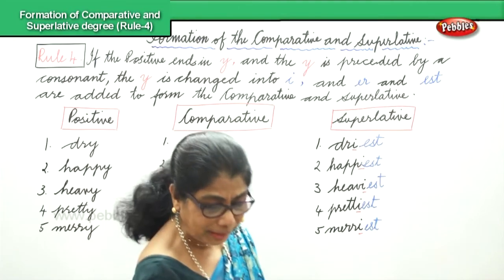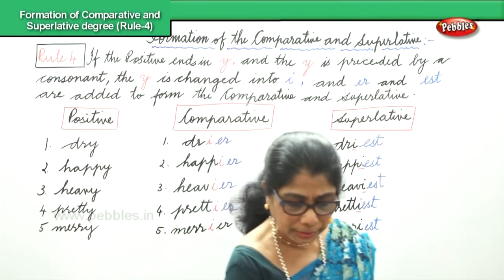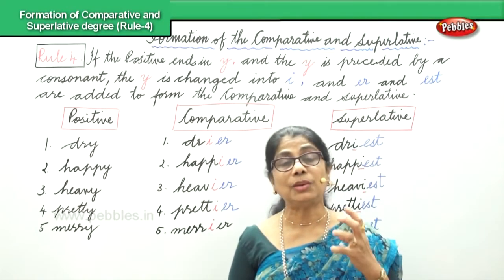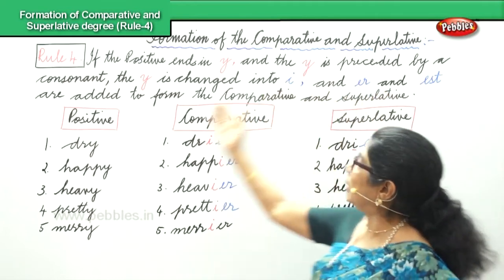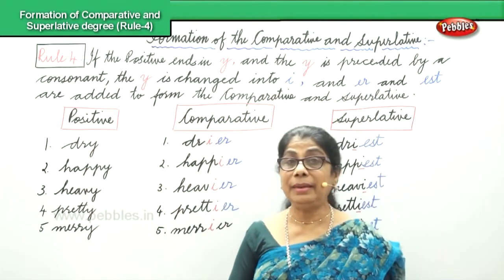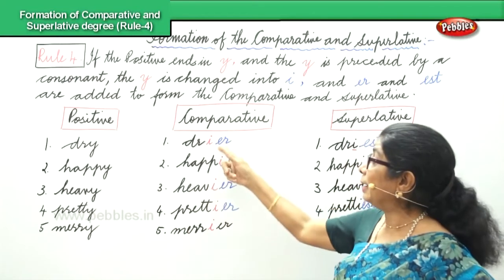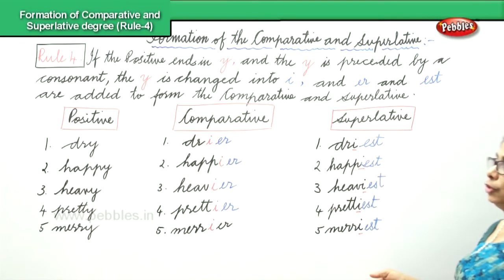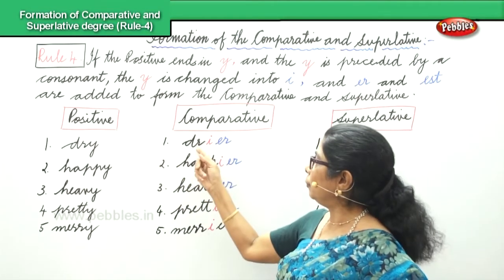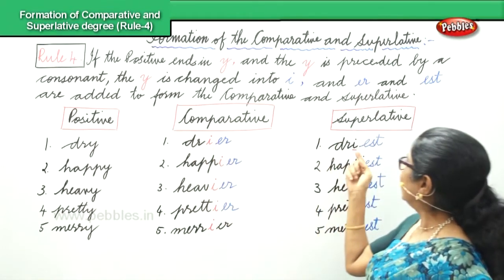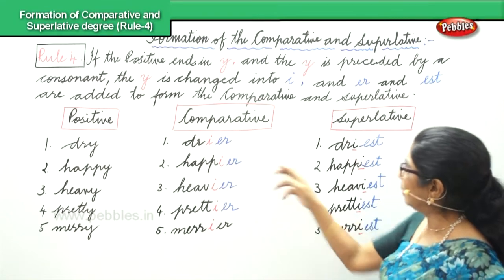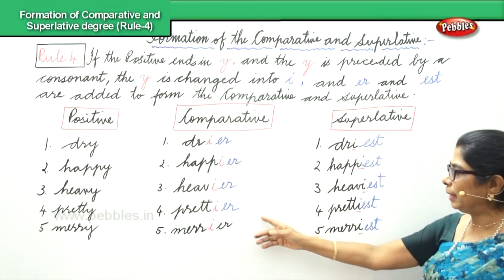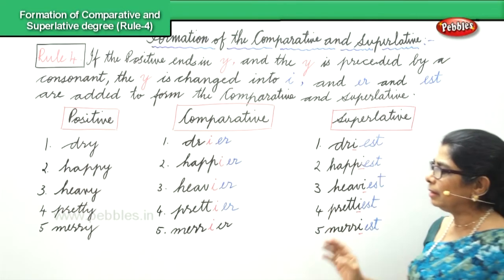So, in this, we have learned to form the comparative and superlative. Rule number 4 says, if the positive ends in Y and it is preceded by a consonant, then the Y is changed into I and add ER for the comparative, Y is changed into I and add EST for the superlative. Dry, drier, driest; happy, happier, happiest; heavy, heavier, heaviest; pretty, prettier, prettiest; merry, merrier, merriest.